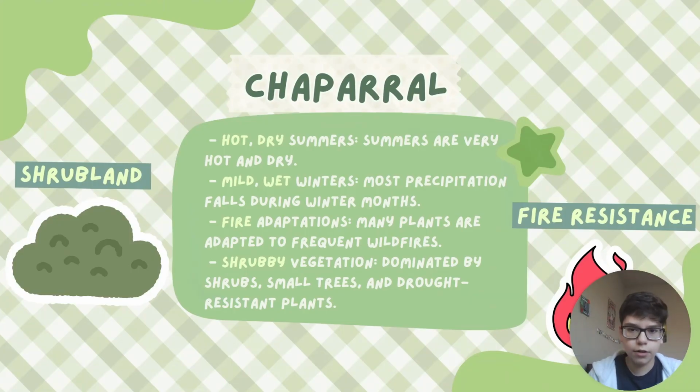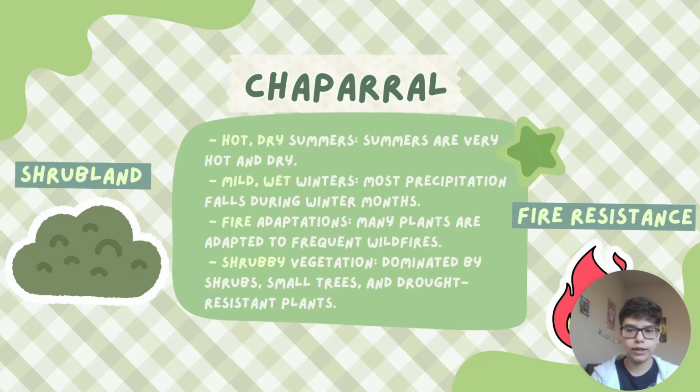Okay, let's go over the chaparral. You're going to hear this under lots of names. There's chaparral, shrublands. What you need to know about this area is that it has hot and dry summers. But your winters, rather than being cold, are going to be a lot milder and wet. Your winter is when you're going to get most of your precipitation.